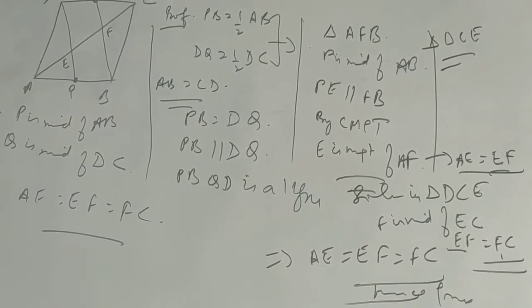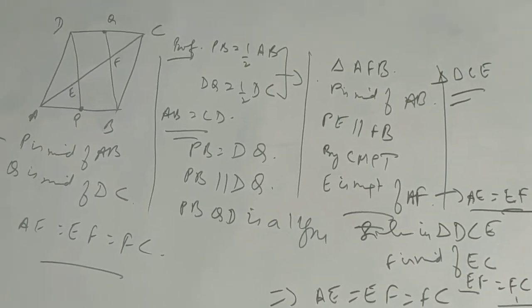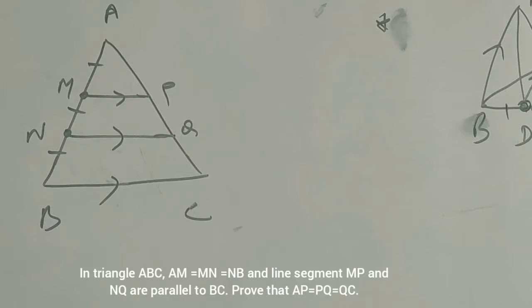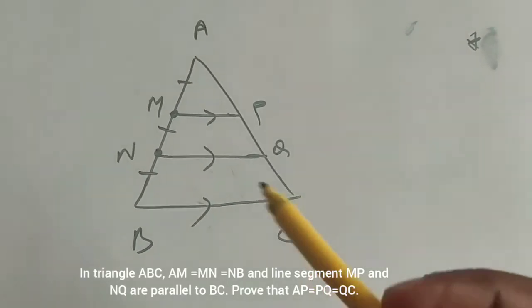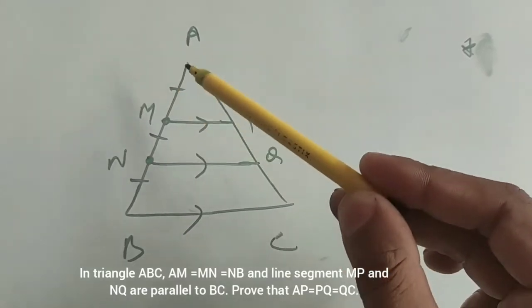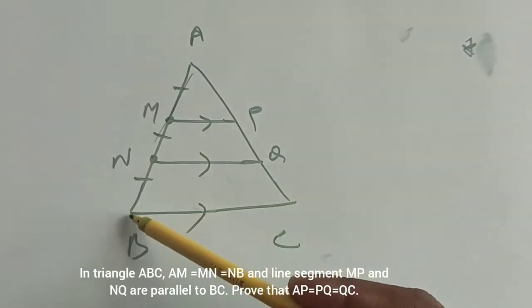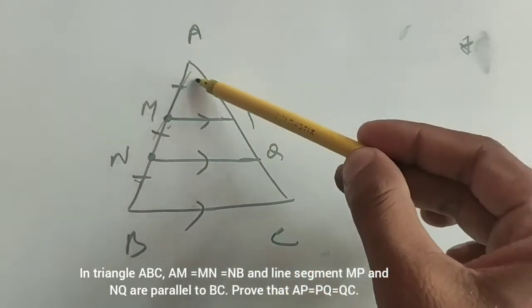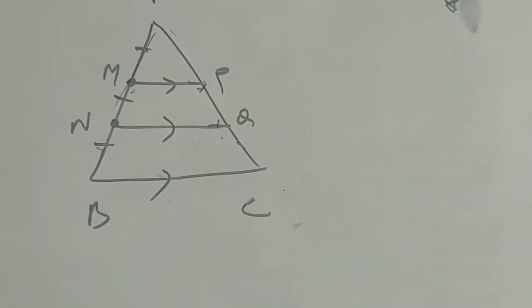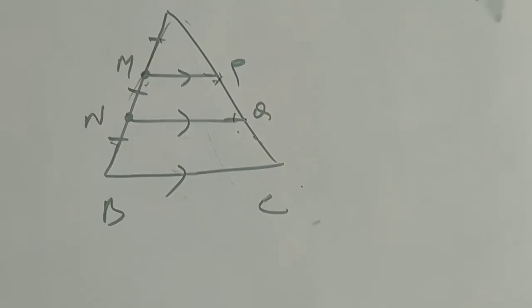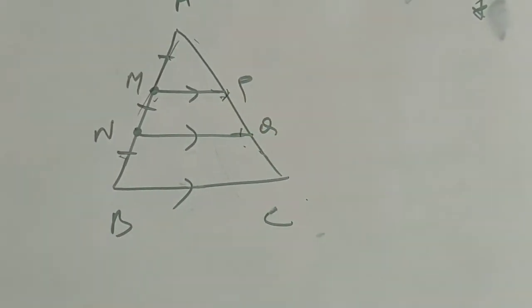Okay, we'll discuss some more examples, but I will give a hint about these because all of these are almost the same. Now in this question, these are equal intercepts. We need to prove that AP, PQ, QC are the same. We need to prove that these intercepts are also the same.